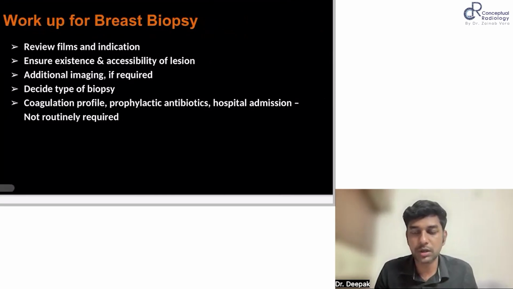So, what is the workup that we need to do? First, we need to take the patient history. Then physically examine the breast and see what the abnormality is, and review all the old films and the surgeon's notes and everything if she had already visited the surgeon. And while doing this, we have to think side by side about what will be the better modality to do the biopsy, and what are the complications that we might expect.